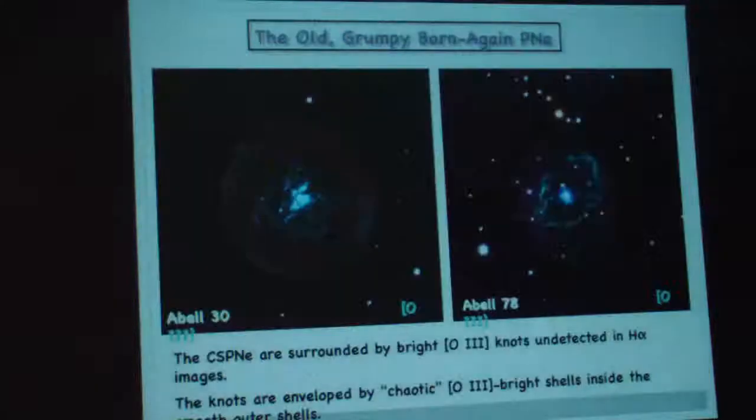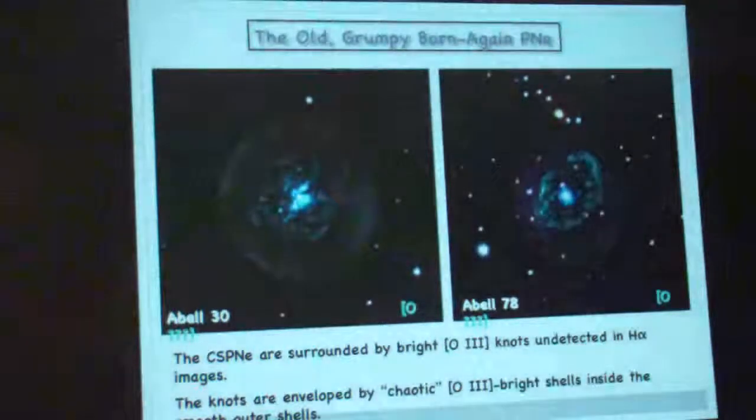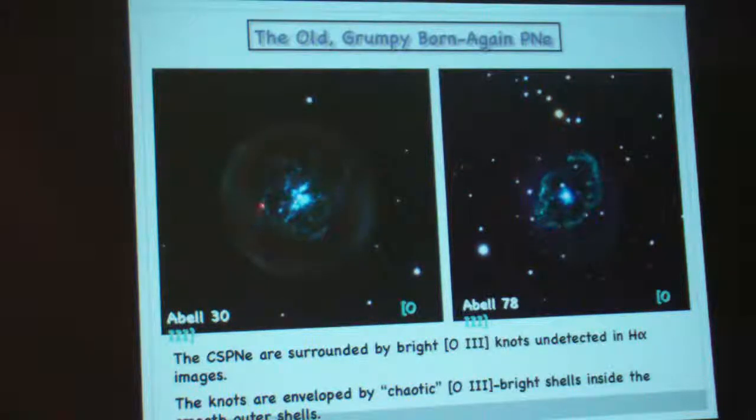But if we look at the old ones, for example A30, we see this kind of structure. We see those knots inside, which are bright in hydrogen and in oxygen-III, and these are producing this kind of chaotic feature. This is A30 in oxygen-III, A78 in oxygen-III. So we see those knots there, and they are kind of blowing new shells inside the old, smooth outer shells.